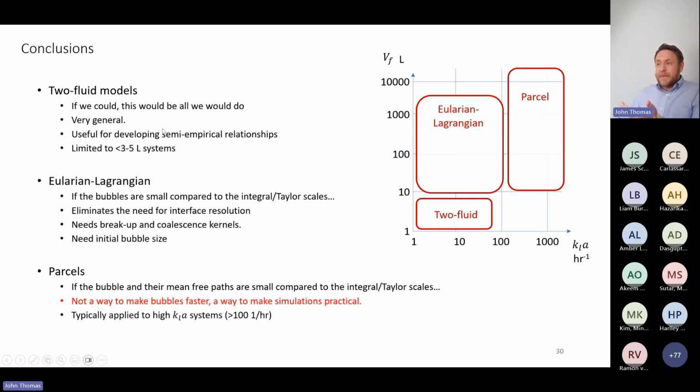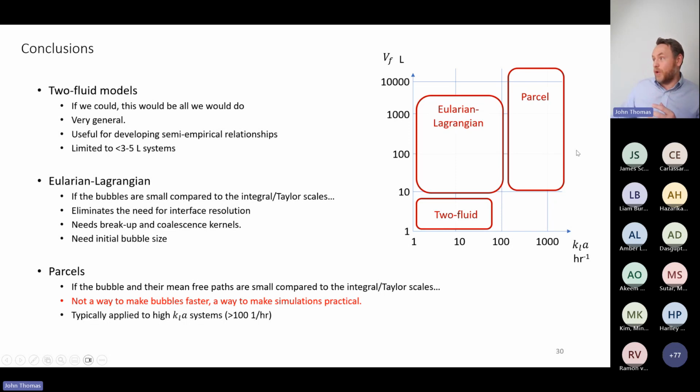It's very useful for developing some empirical models, very general, but really it's limited. It's limited to smaller volumes, and I'll even say to KLA, because to get to a very high KLA in a small vessel, you've got to have very tiny bubbles. But if we're going to model very tiny bubbles using the two fluid model, we've got to have very high resolution. So out here, doable, but tough with two fluid, right? I would say it's kind of beyond the scope right now.